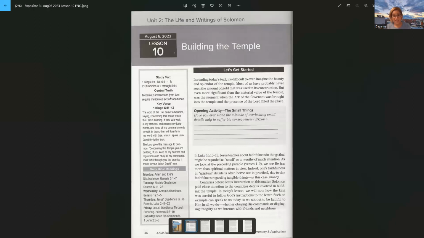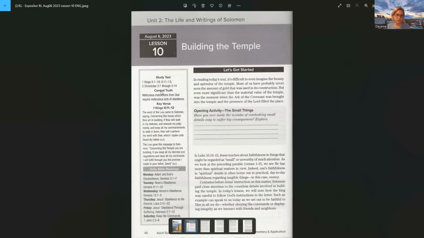So right now on the left-hand side, as you can see here, you have the study text, and it's 1 Kings chapter 5, verses 1 through 18. Then you'll go to chapter 6, verses 11 through 13. Then 2 Chronicles chapter 3, verse 1 through chapter 5, verse 14. That text, those series of books with verses, are going to prepare you for the lesson. They are the focal point of the lesson.